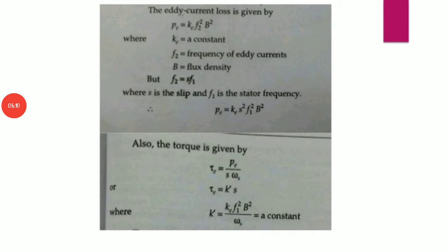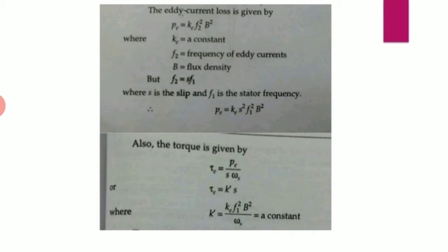The eddy current loss is given by Pe equal to K f squared B squared, where K is a constant, f the frequency of the eddy current, B the flux density, and f2 is s times f1. Here s is the slip and f1 is the stator frequency, so the eddy current loss is K s squared f1 squared B squared.